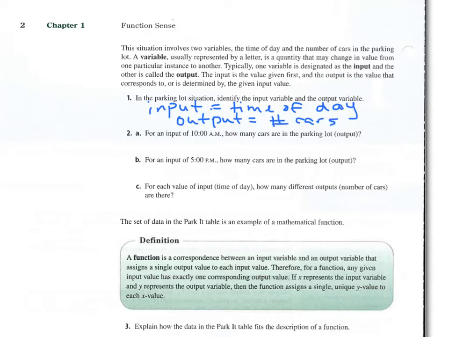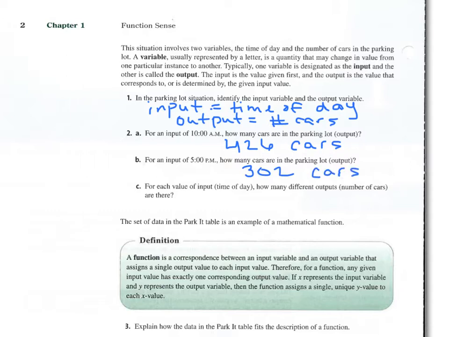The reason why we identify these is really for when we go to graph, which one we should put on our x-axis, which one we should put on our y. That's coming. It's not yet this week, but that's why we identify each of these. So for an input of 10, I'm not going to switch back screens because it will mess up the video, but for an input of 10, how many cars were in the parking lot? If you look at that chart again, an input of 10 would give us an output of 426. That's how many cars. For an input of 5 o'clock, if I look at my chart, my output was 302 cars. So that's just looking at the chart.